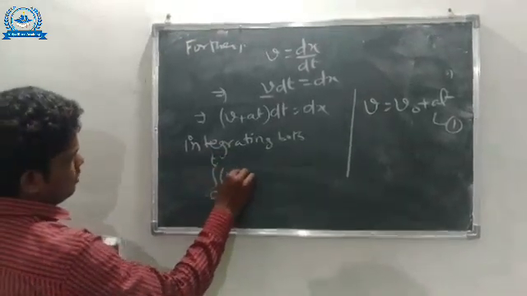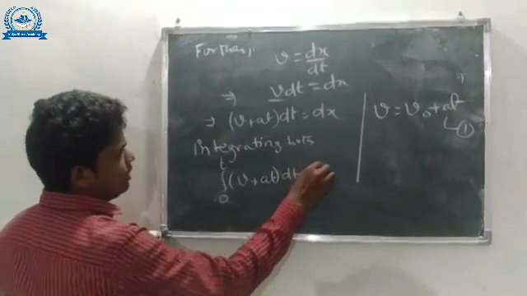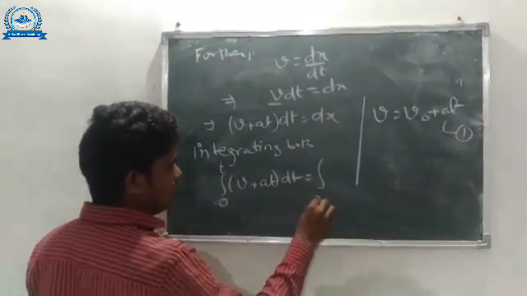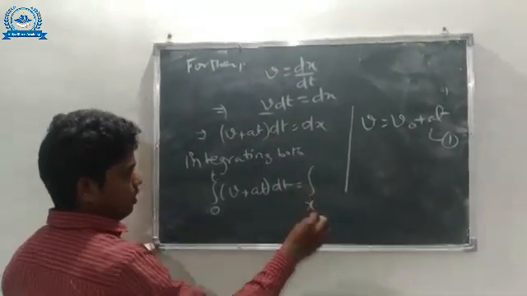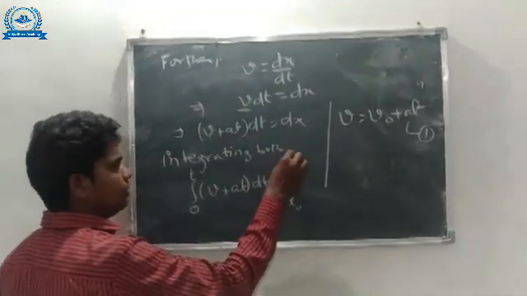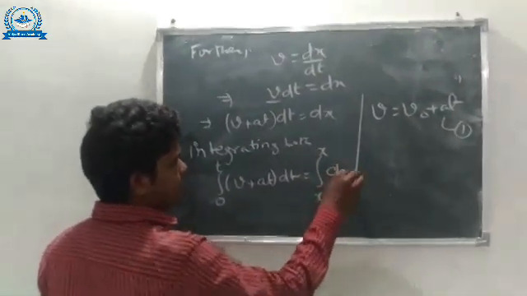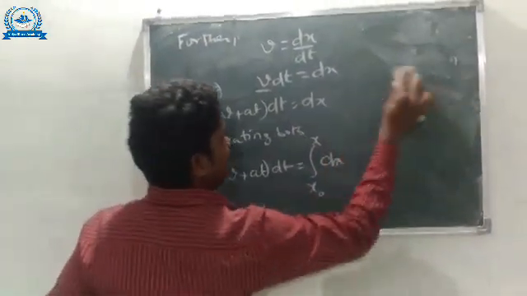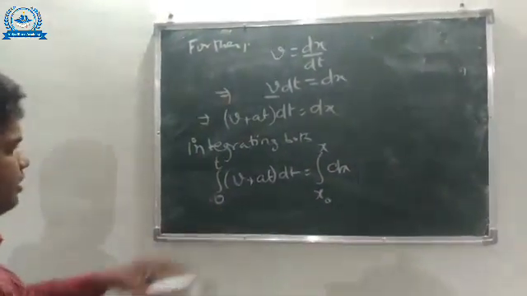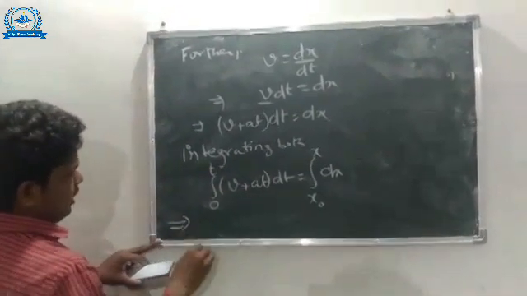So this will be v plus at dt, and suppose the initial displacement be x0 and the final displacement be x. So this will be dx. Okay, are you getting the things? Yes. So this is what came out when we integrate on both sides.